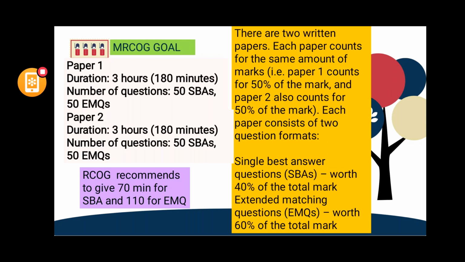Same goes for paper 2. Paper 2 again is of 3 hours, and has 50 SBAs and 50 EMQs. Now RCOG suggests that you should invest 110 minutes into EMQs and 70 minutes into SBAs, which, as I said, happens with anyone who has read the recalls and is done with the studies. They will solve SBAs within the first 60 minutes of starting the paper.